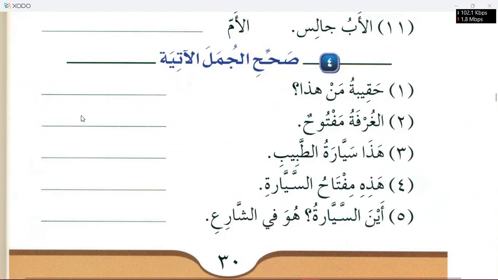Correct the following sentences. Noor, you need to correct the grammatical mistake here. Okay. Hakibatu man hadha. Hakibati man hadha. No. Hakiba is female, feminine. So okay. Man hazihi. Yes. Al-hurufatu maftuhun. Al-hurufatu maftuhin. Maftuhatun.